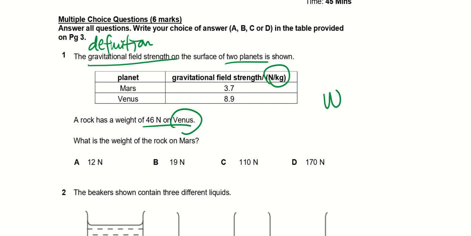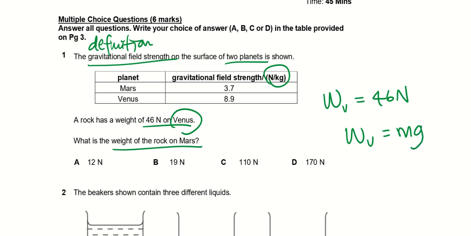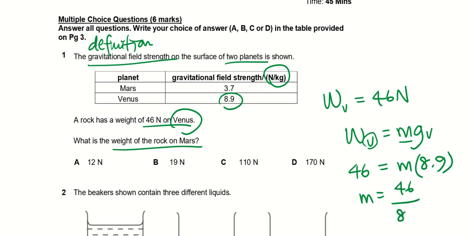So I will say W Venus equals 46 Newton. They want us to find the weight of the rock on Mars. Since mass does not change, but the gravitational field strength changes, I'll write WV to show it is for Venus, equals mass times gravitational field strength of Venus. So 46 equals mass times 8.9. I want to find the mass, so my mass is going to be 46 over 8.9.